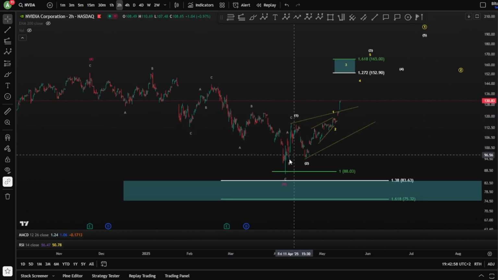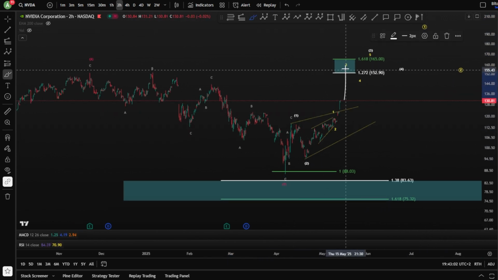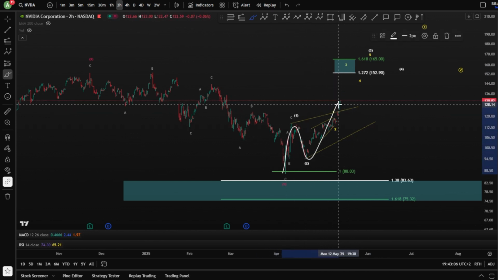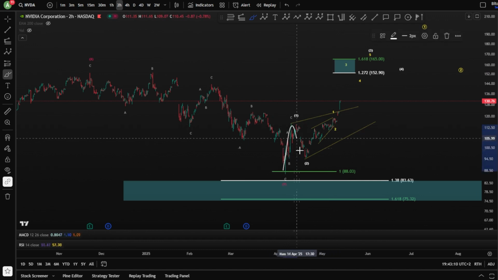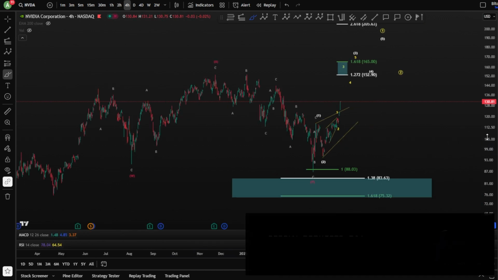Now, things might start to escalate and move higher, since we have broken the 1-to-1 fib level. We even broke the ABC, so there is a very low possibility that we are in a wave C right now. I believe we are in a 1, 2, 3, 4, and a 5. We're simply continuing toward the upside for Nvidia.